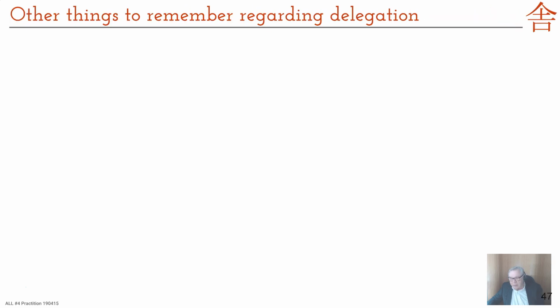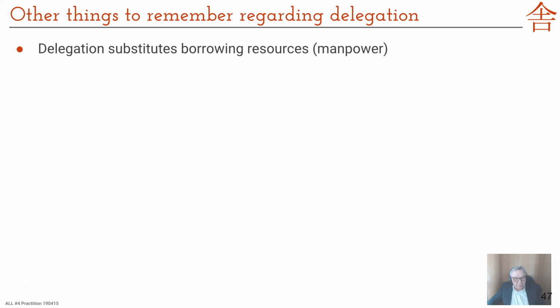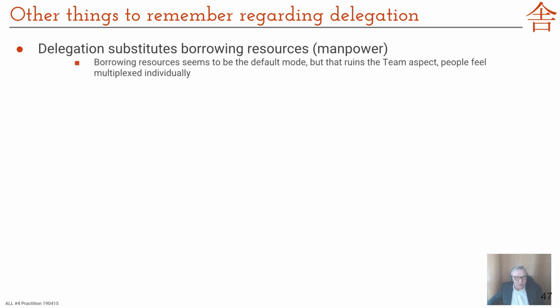A few other things to remember here. We promote the idea of using delegation instead of borrowing resources from other people. Because if you start borrowing resources, that's what people do all the time. Every training course, more or less, people tell me, oh yeah, but we don't really have stable teams because this guy also has to work over there and he has to do that, but it ruins the team aspect. So it ends up multiplexing single people, and that destroys their concentration and their flow. So if you can, it's much better to use the delegation.